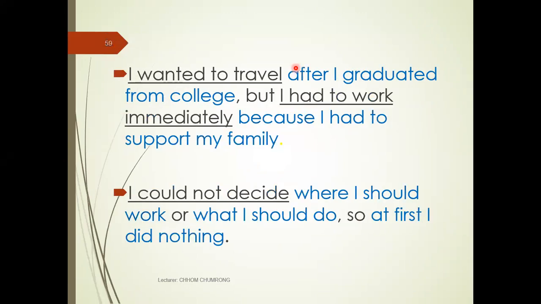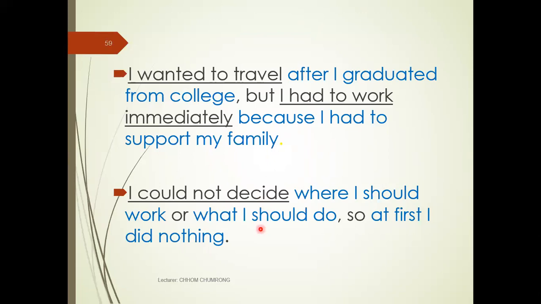Like another example for you here, where I combine four sentences together. So I wanted to travel is called IC, right? After I graduated from college is DC. I had to work immediately is called what? IC. How about this one? Because I had to support my family, we call what? DC. Yeah, DC. So two IC, two DC, so we still call it compound complex.